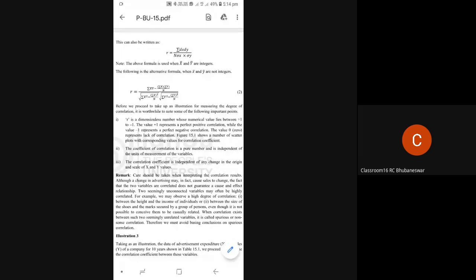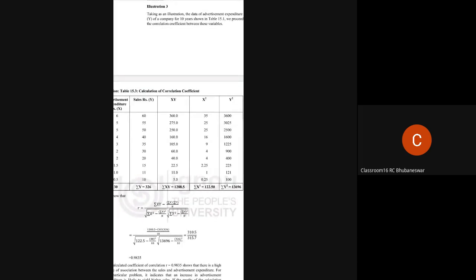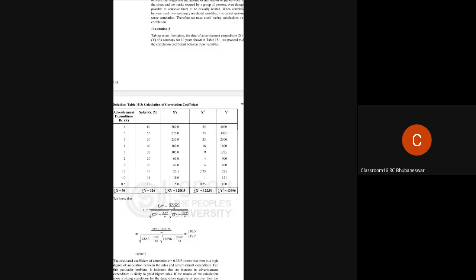Then the correlation coefficient is independent of any change in the origin and scale of x and y values. Next, you can see as per the given formula how it is solved. Karl Pearson coefficient of correlation. The variables x and y, that is advertisement and sales, are given.